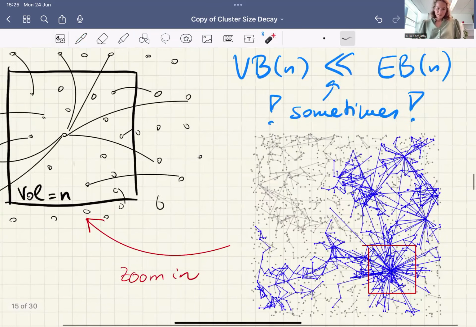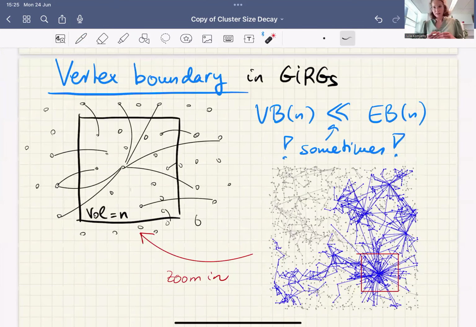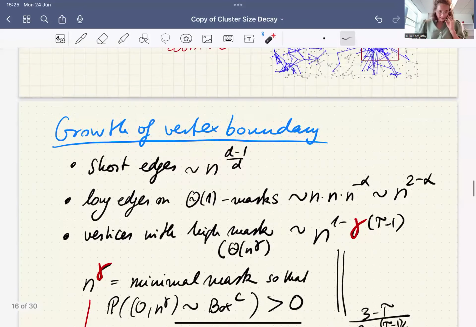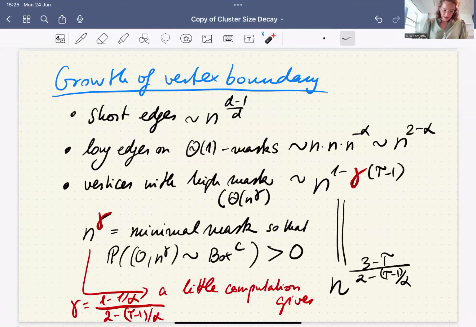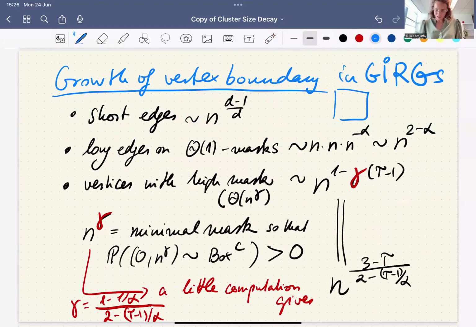So there are only a few vertices that contribute a lot of crossing edges. And this means that if I want a component to be large but not the infinite component, I can somehow play with how many of these high degree vertices this component should have or could have. So let's count the growth of the vertex boundary, as before, in geometric inhomogeneous random graphs. As before, we get a contribution of n to the (d minus 1) over d from short edges that cross the box. And then I have a contribution of n to the 2 minus alpha from the long edges that cross the box, but where both endpoints are low mark vertices.